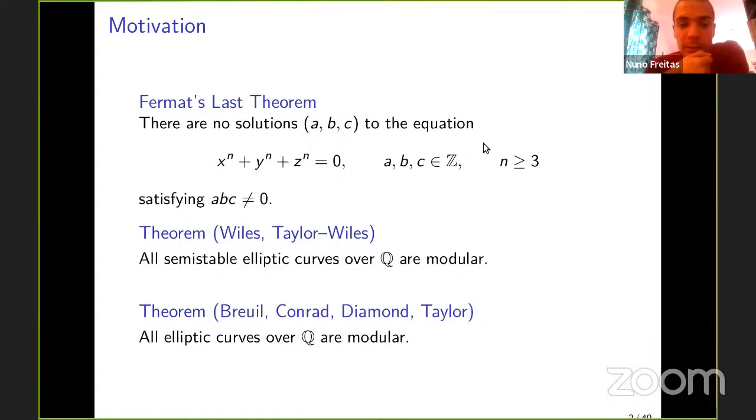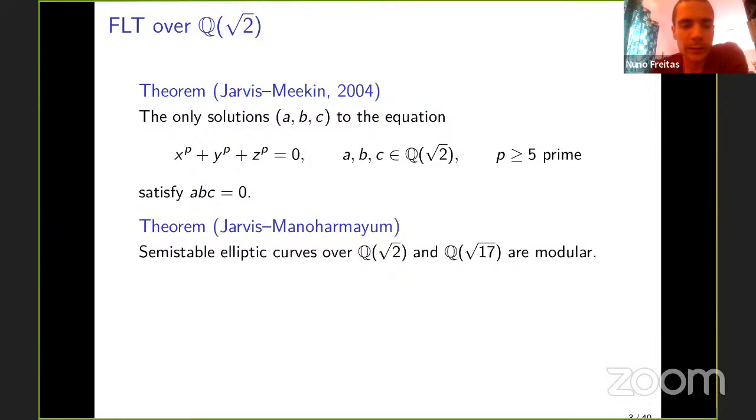So later on, Breuil, Conrad, Diamond, and Taylor completed the proof of modularity of elliptic curves over the rational numbers. So once these results are established, it's a very natural question to ask, can we prove modularity of elliptic curves over, say, quadratic fields? And in that direction, the first results that appeared are due to Jarvis and Meekin, who proved that semi-stable elliptic curves over Q(√2) and Q(√17) are modular.